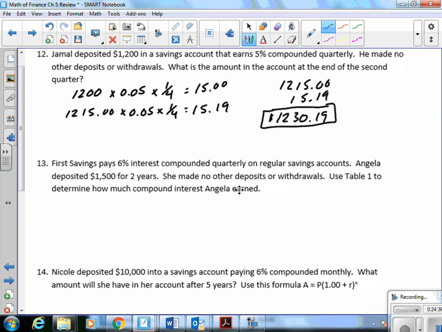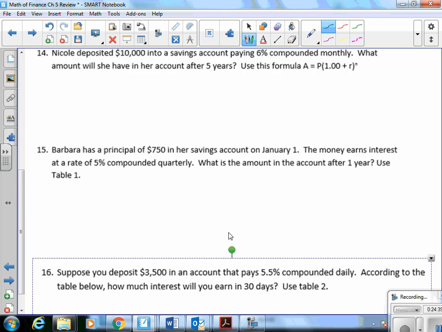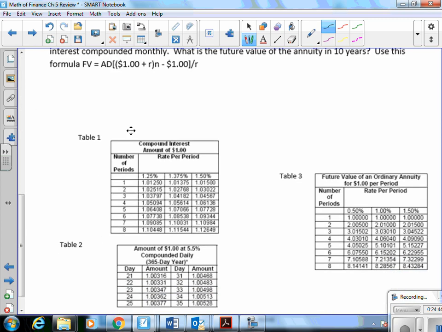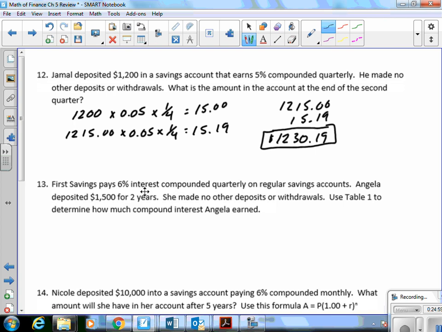All right, so first off, before we can use table 1, which is actually on this page over here, we got to know what the interest rate is that we're using per period, and we have to know how many periods the interest is being compounded for. So the interest per period is 6% interest compounded quarterly, so 0.06 times 1/4.